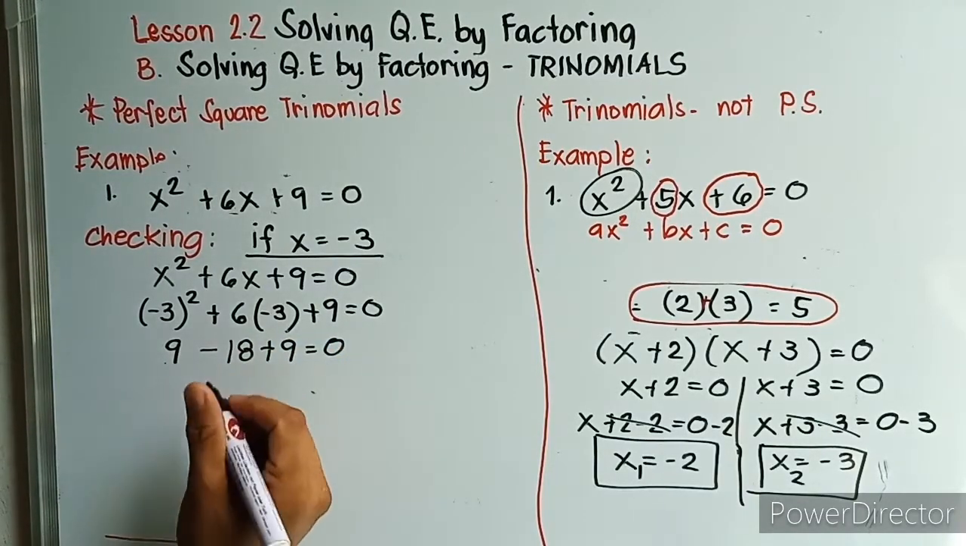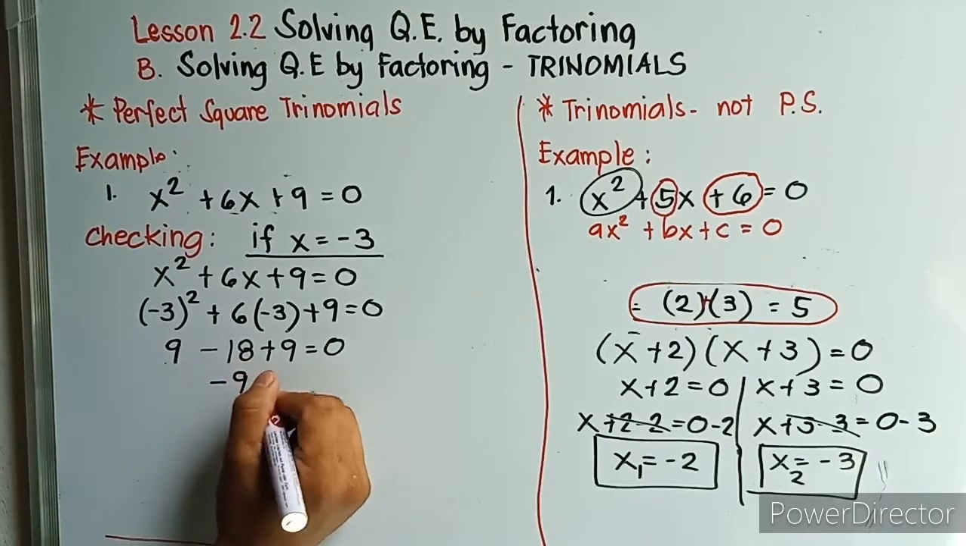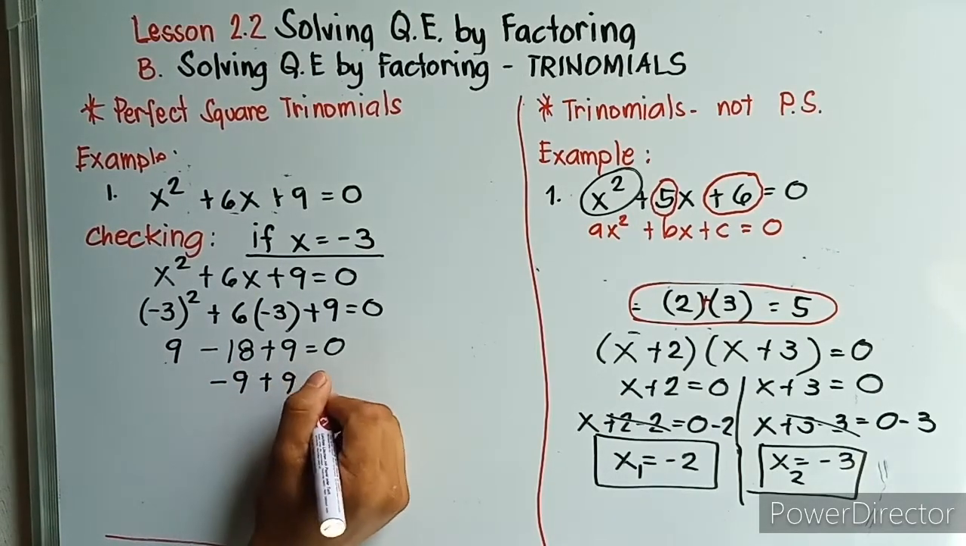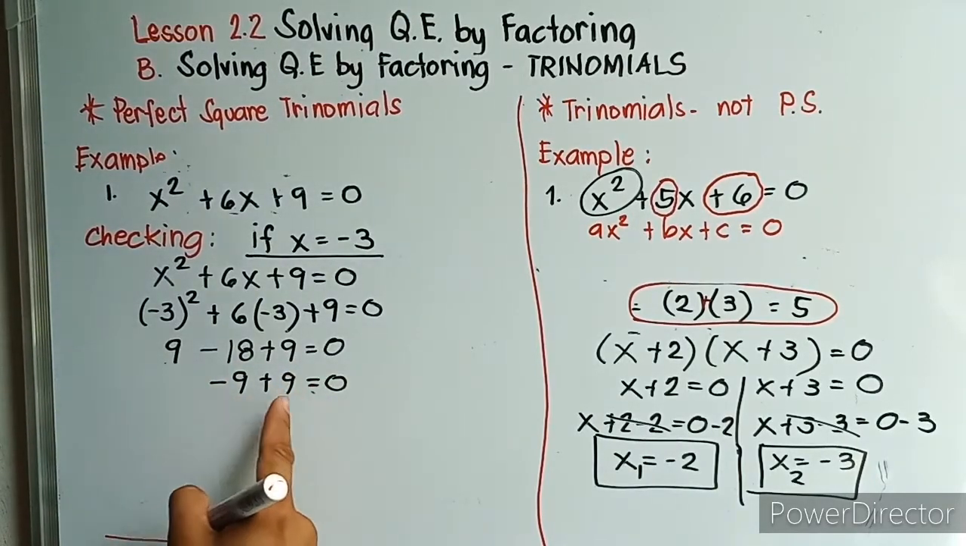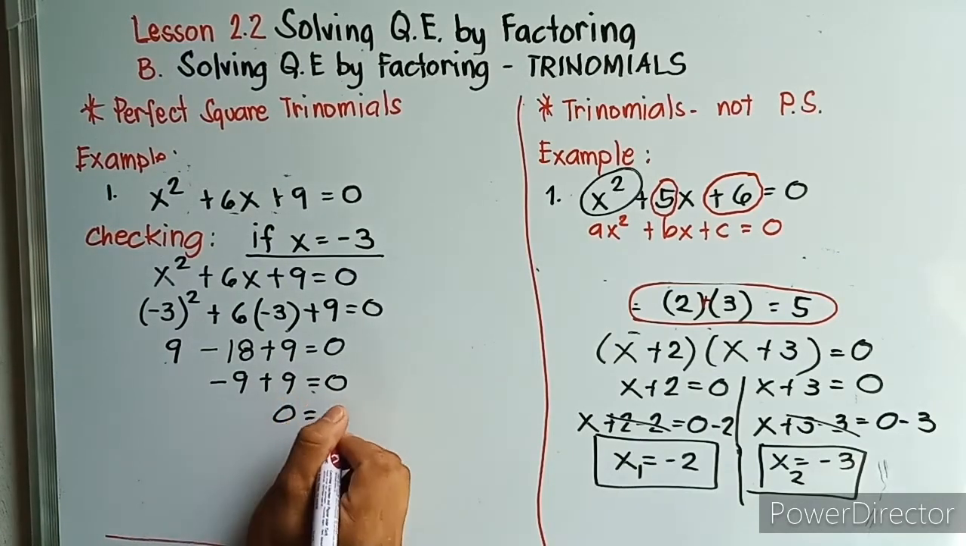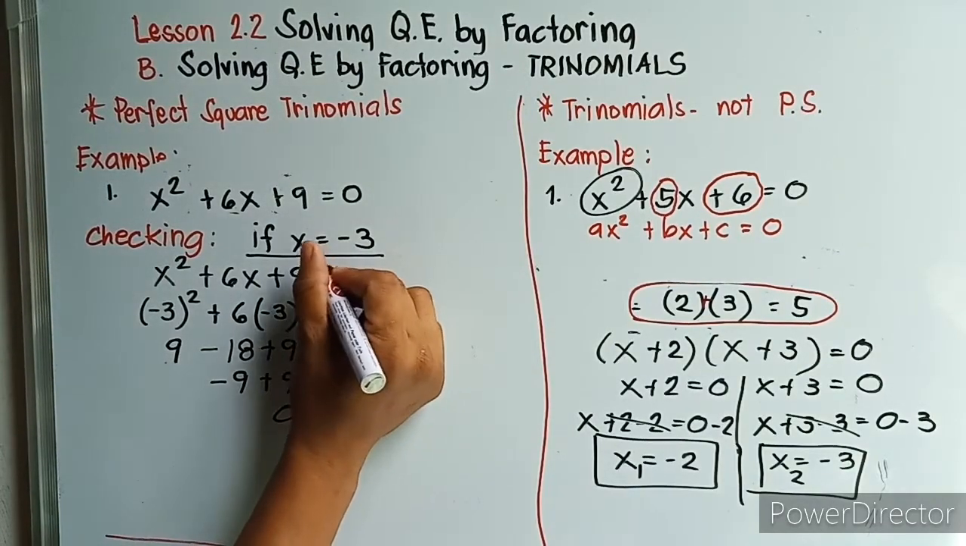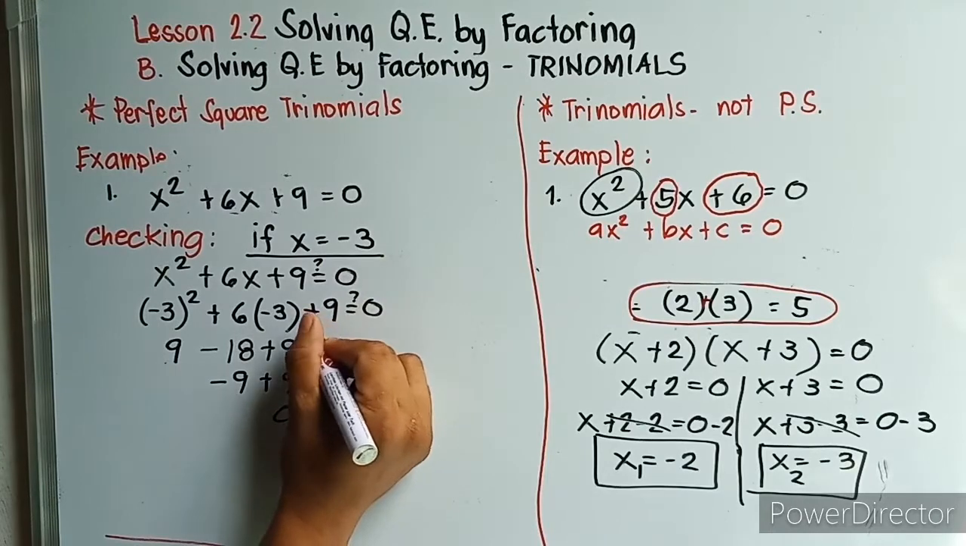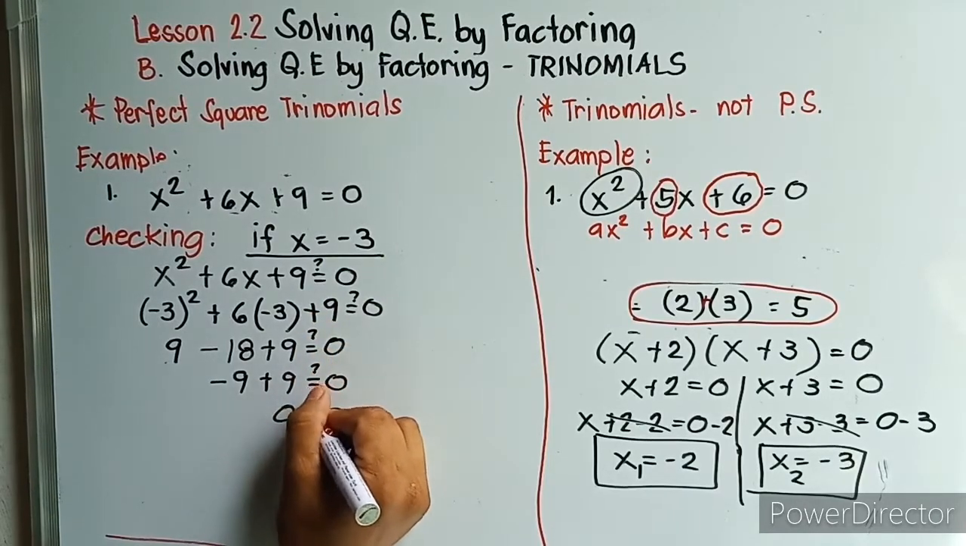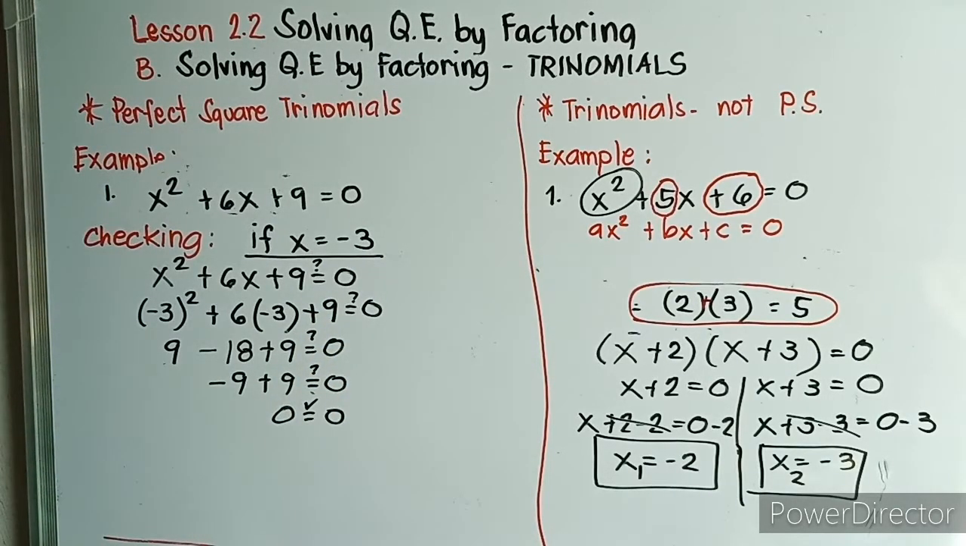9 minus 18 is negative 9. Plus 9 equals 0. Negative 9 plus 9 is 0, equals 0. So therefore, our solution is correct. So x is equal to negative 3.